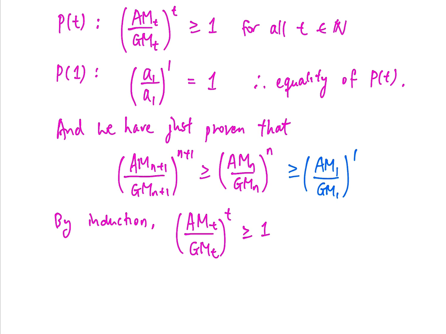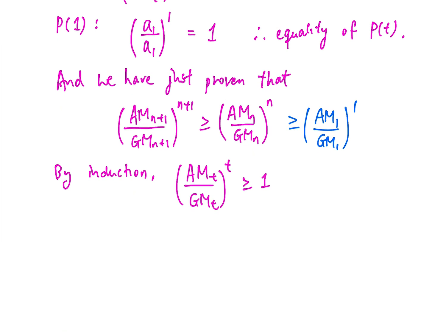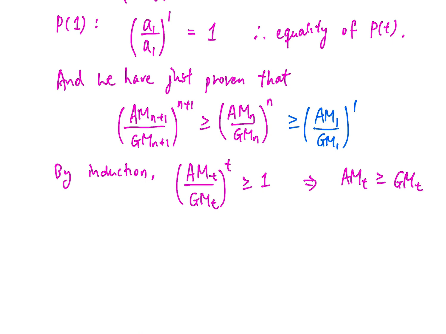And the last step is very simple. You just need to raise both sides to the power 1 over t and move the term GM to the right hand side. Then you will get this result. And the t is no longer important because it simply means that no matter how many terms you have in the sequence, this inequality must hold. And this is our proof by induction and using calculus very smartly.